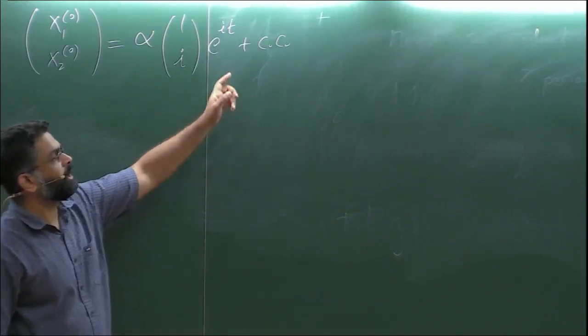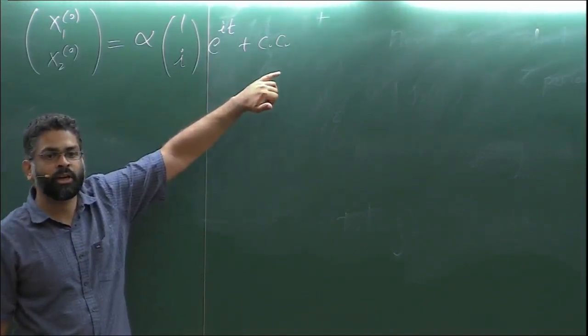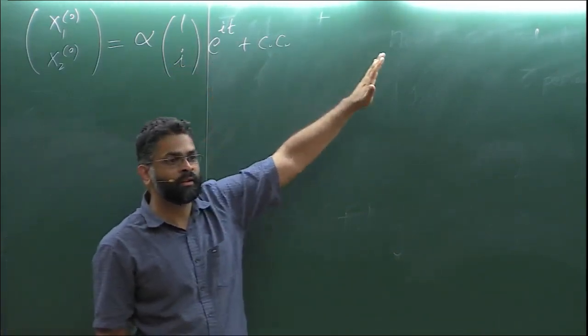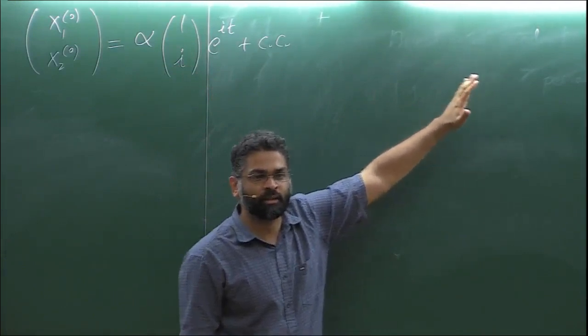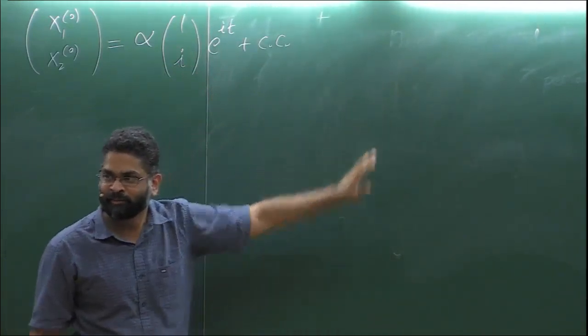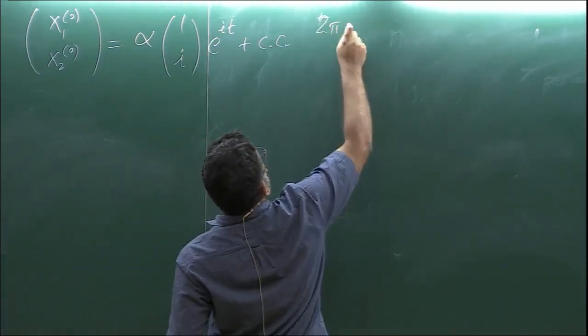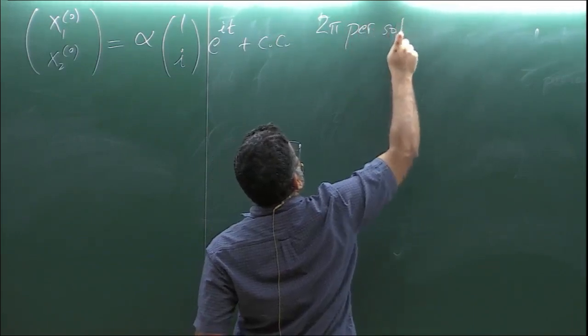Also, just a point of notation, when I write plus CC, it only applies to the immediately previous term. So I might write something plus something else plus CC. That just applies to the plus something else. Think of plus CC as an operator that acts on the left. Alpha is complex. I mean, it can be, right? That's a real valued function. So this clearly is a 2π periodic solution.